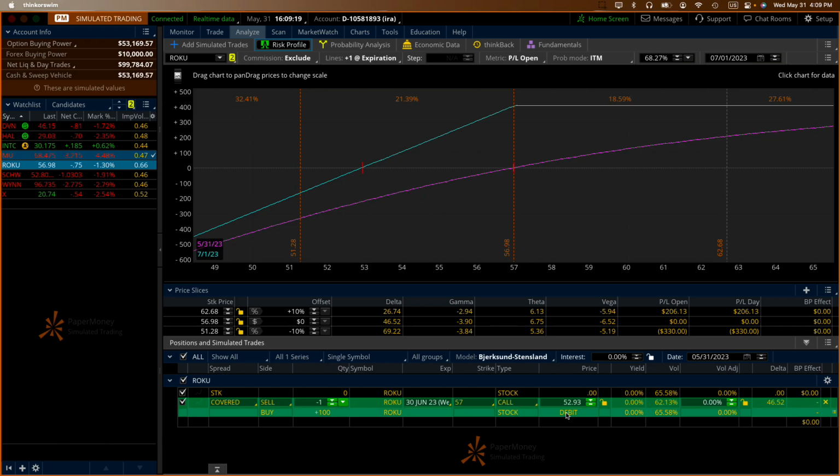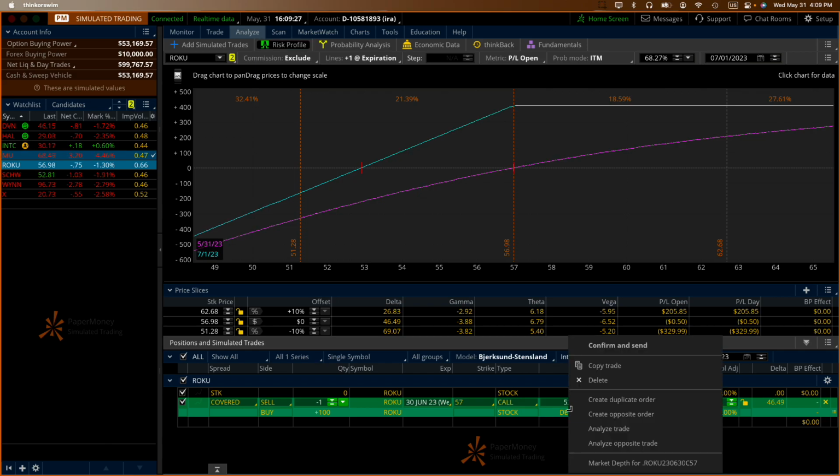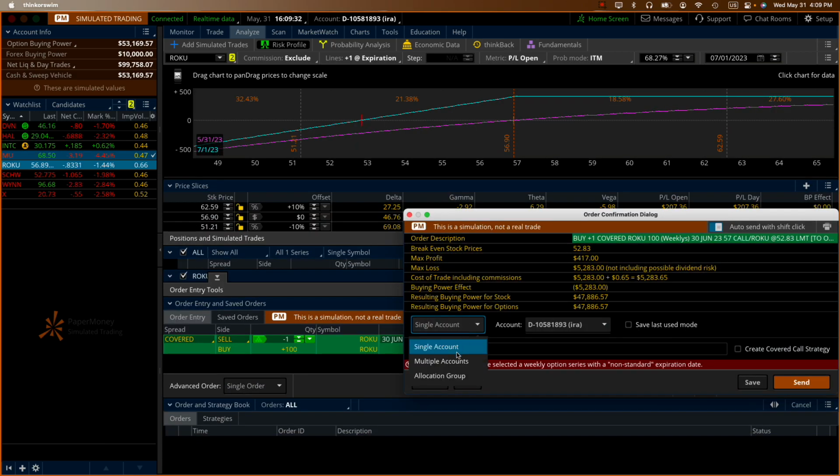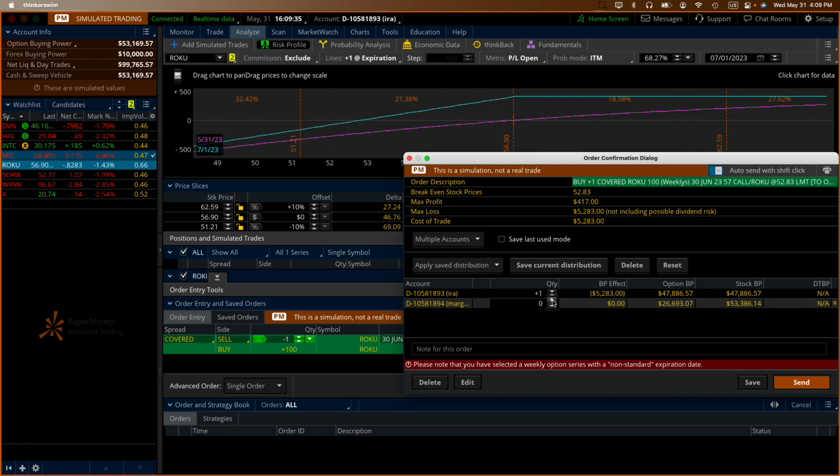So I'm going to do this one here, and remember that I'm going to split it between my margin account and my cash account. So create duplicate order, confirm and send, multiple, and I'm doing a cover call for each. And the margin, of course, is half the price, or the buying power effect, as the IRA. If we were to do two of them, then it will surpass 10,000. So I'm not going to do that. Okay, I'm going to do only one, because my maximum will be $10,000. Okay, so let's send that.